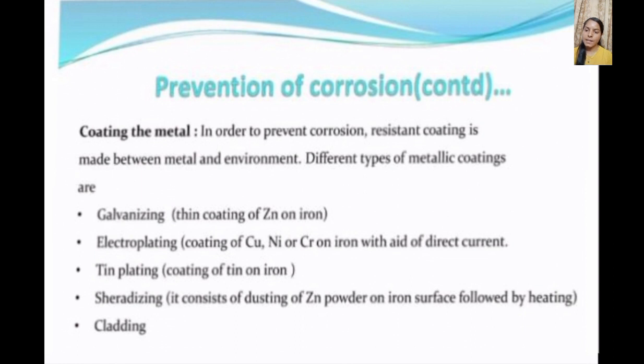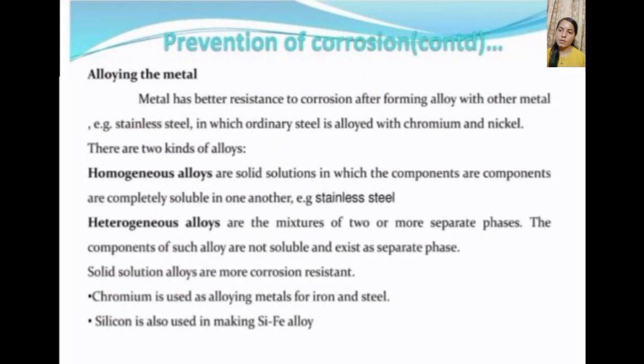Different types of metallic coatings are galvanizing, that is, thin coating of zinc on iron; electroplating, that is, coating of copper, nickel, or chromium on iron with the aid of direct current; tin plating, coating of tin on iron; sherardizing, it consists of dusting of zinc powder on iron surface followed by heating. Next, cladding.